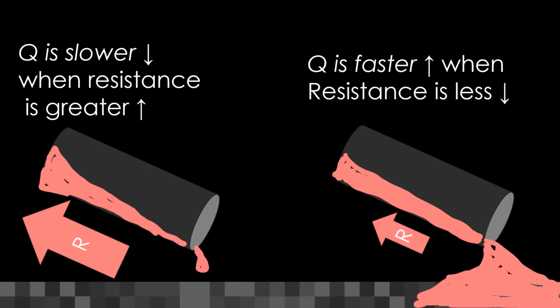Now, resistance's goal is to keep flow from happening. So with this equation and knowing the definition, we can see that resistance and flow rate are inversely related. The flow rate is less when the resistance is high, and the flow rate increases when the resistance is low. Think about how honey comes out of a bottle compared to milk.